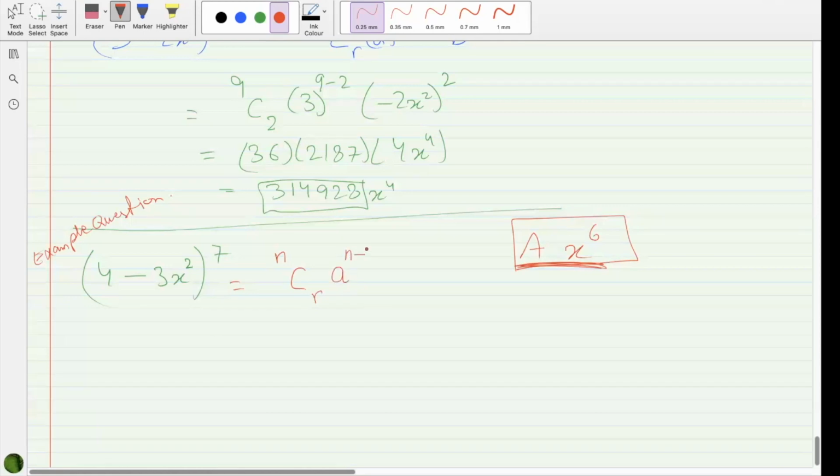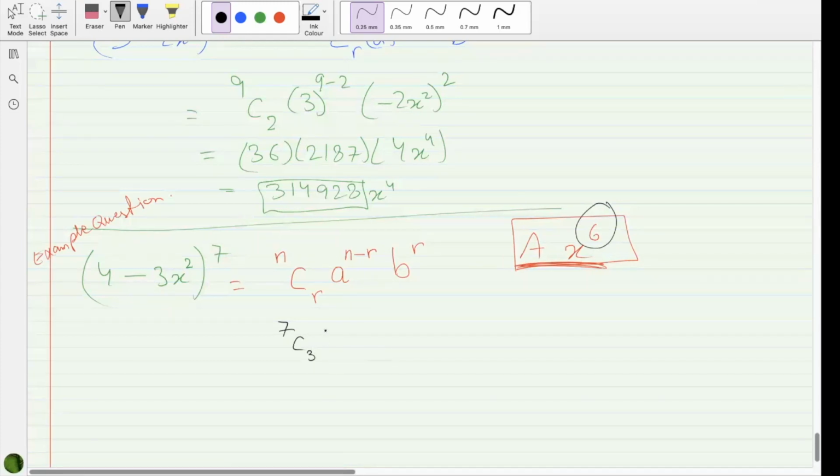A to the power of n minus r, B to the power of r. So would r in this case be 2 or would it be 3? It would be 3. Okay. If we use 2, 2 times 2 is 4. To get 6, it must be 3.